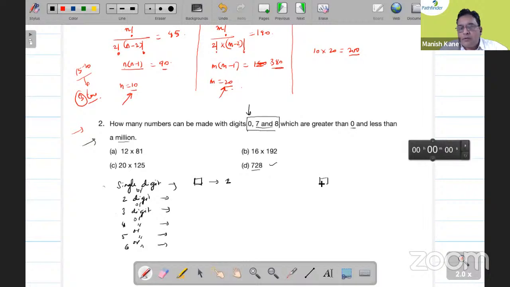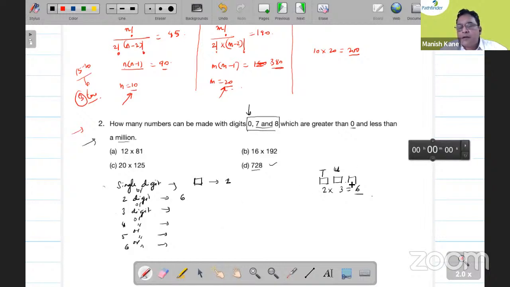What about 2-digit numbers? Now we'll have to calculate here. A 2-digit number will have a tens place and a units place. You cannot have 0 on the tens place. So tens place can be filled in 2 ways. The units place can be filled in 3 ways. And the total number of numbers which are of 2 digits will be 6.